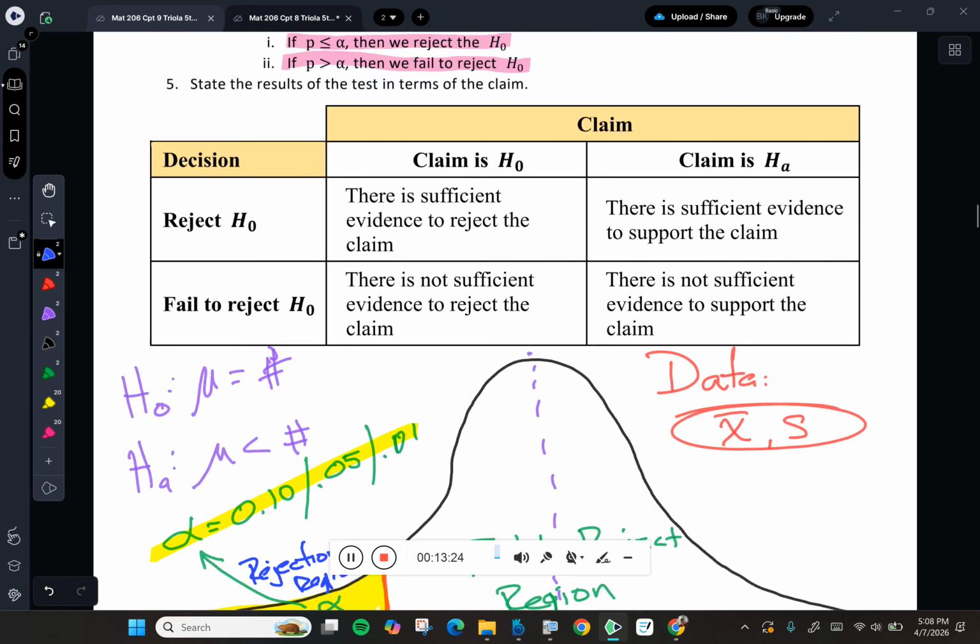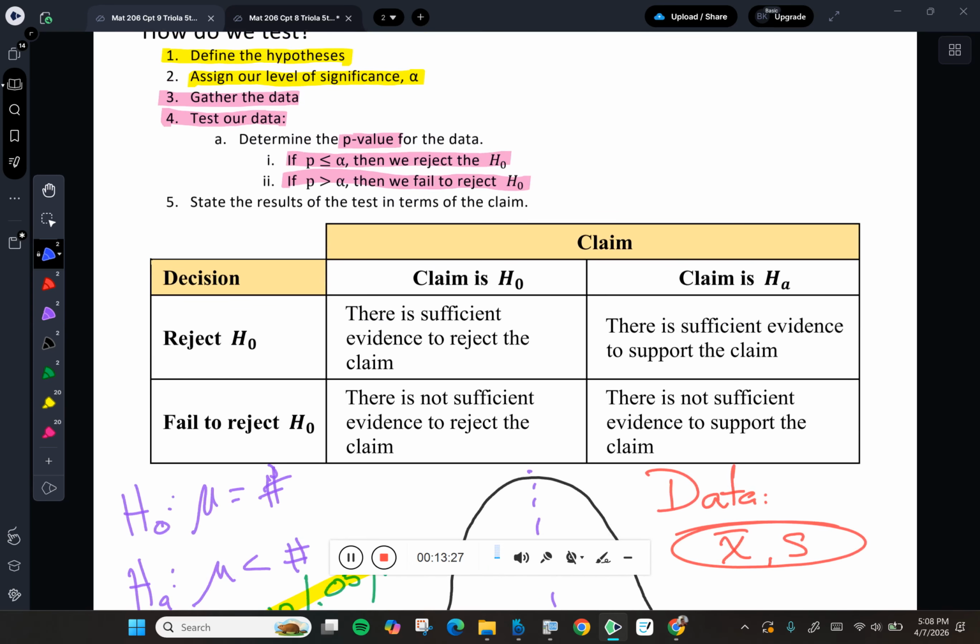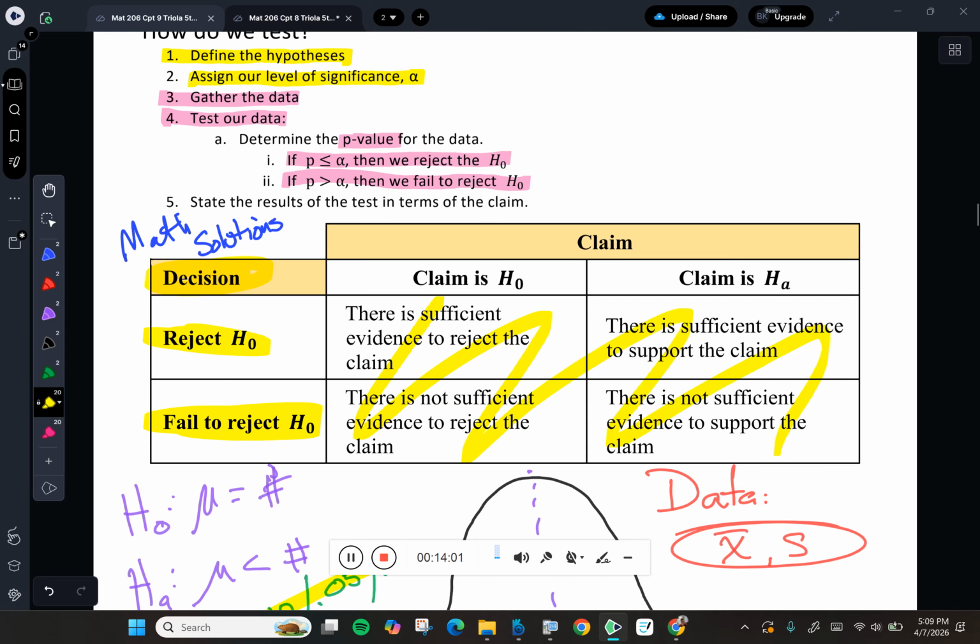So when I run my hypothesis test, the math is going to give me a decision. It's going to say either you reject or you fail to reject that null hypothesis. That's the math answer. So these are the math answers or the math solutions. Now what we then interpret that to mean is one of these four statements over here. Those four statements are the actual answer to the hypothesis test.